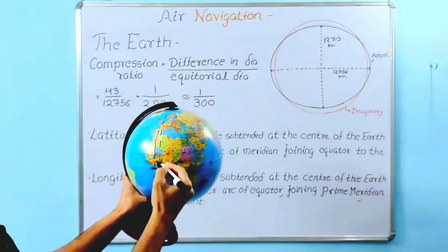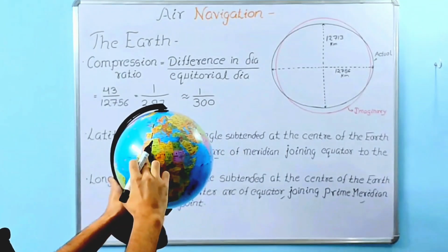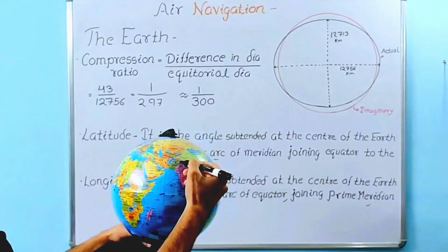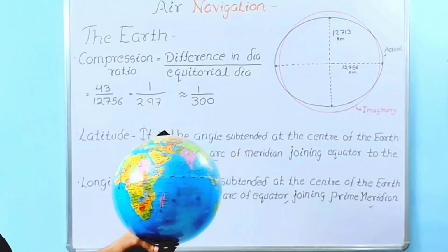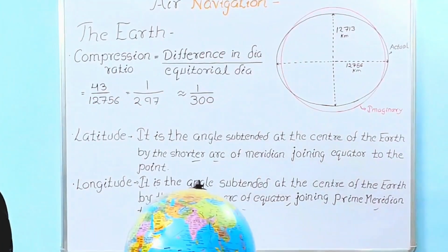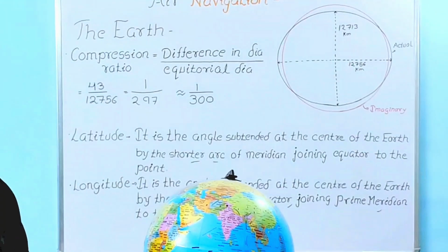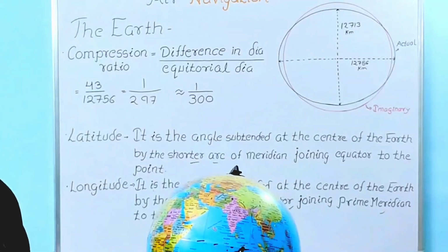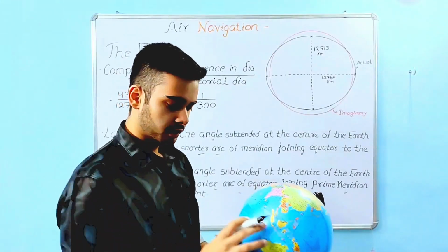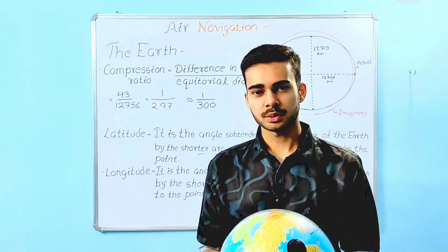This dashed line is the prime meridian. I'll erase other things. So, the prime meridian, this is Srinagar, this is the equator. Now one issue is there: the shorter arc of the equator. Our point is not on the equator, so how do we take the shorter arc? Do we have to take the arc of latitude? Never. We always have to take the arc of the equator only.